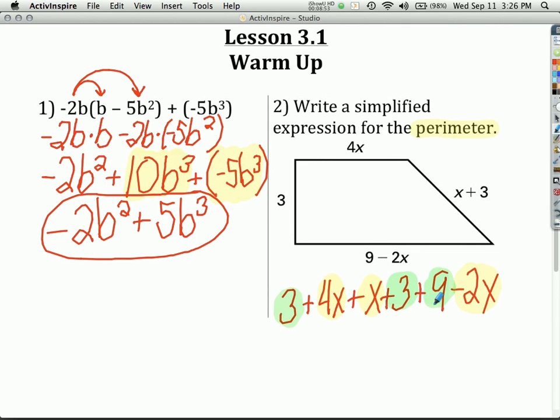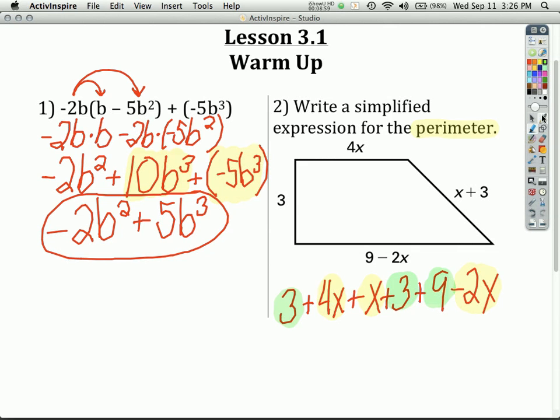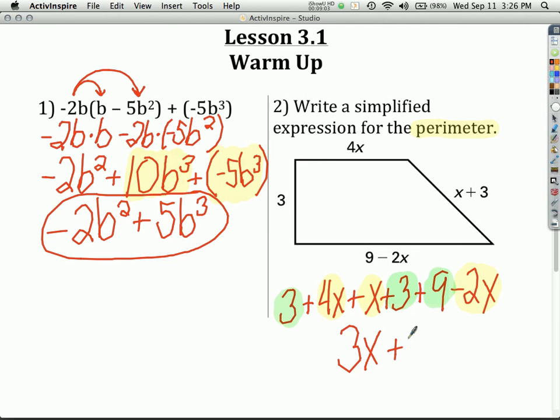4x plus 1x is 5x, minus 2x is 3x, and then 3 plus 3 plus 9 is 15, and that is where we get the 3x plus 15.